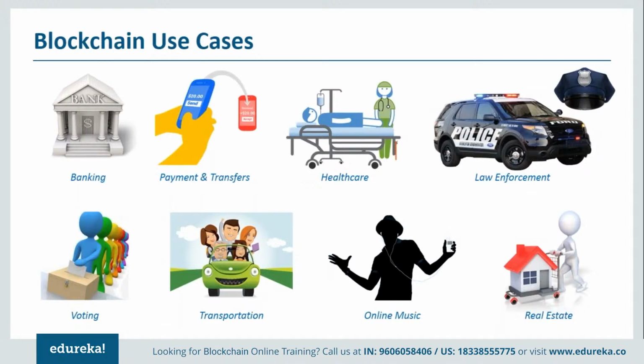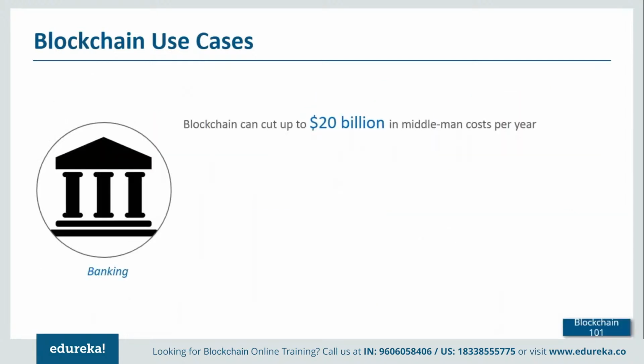Now, in the banking domain, by implementing blockchain, you can basically cut across $20 billion worth of middleman cost. Now this $20 billion includes the middleman transaction fees that you provide to various banks and financial organizations. Now wouldn't you like to get rid of all the transaction fees that you have to pay every now and then? Definitely I would like to.